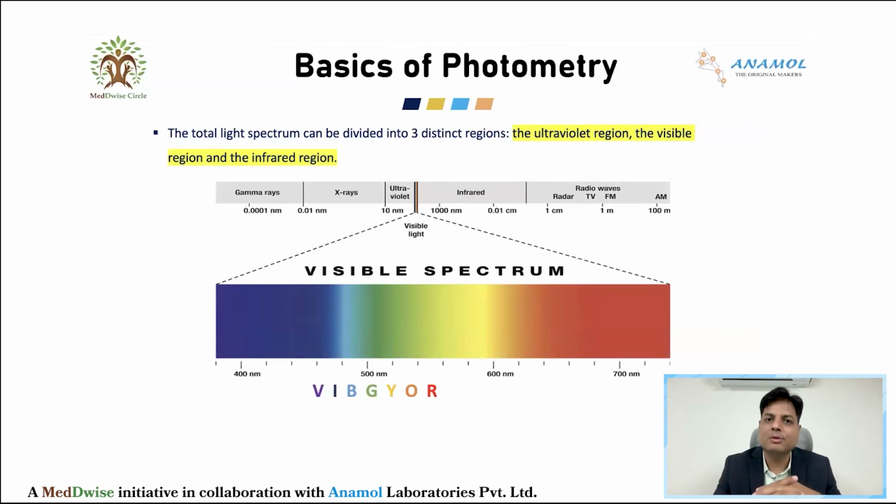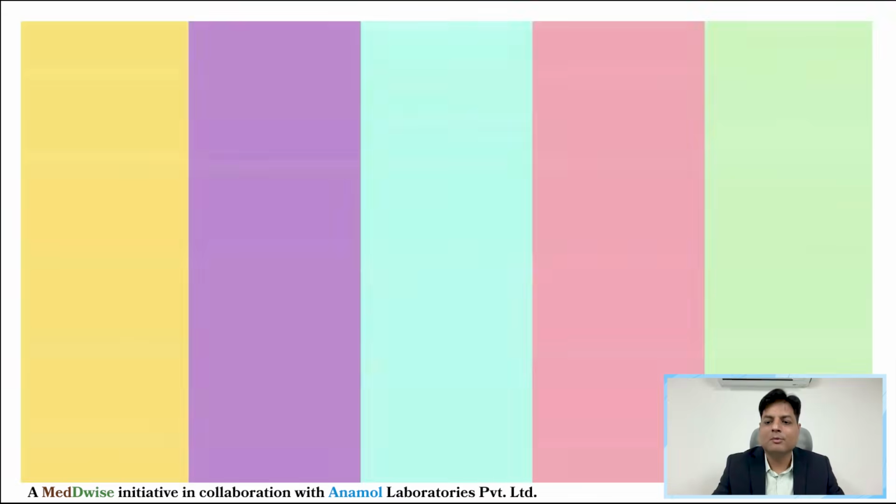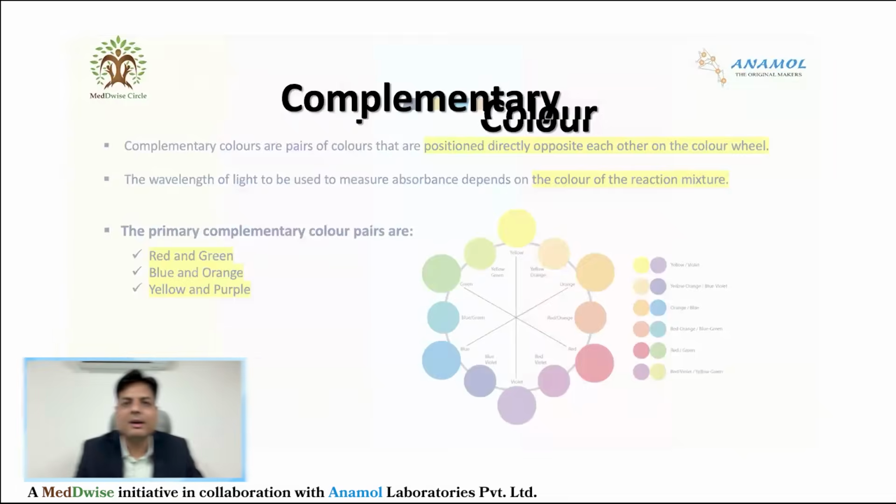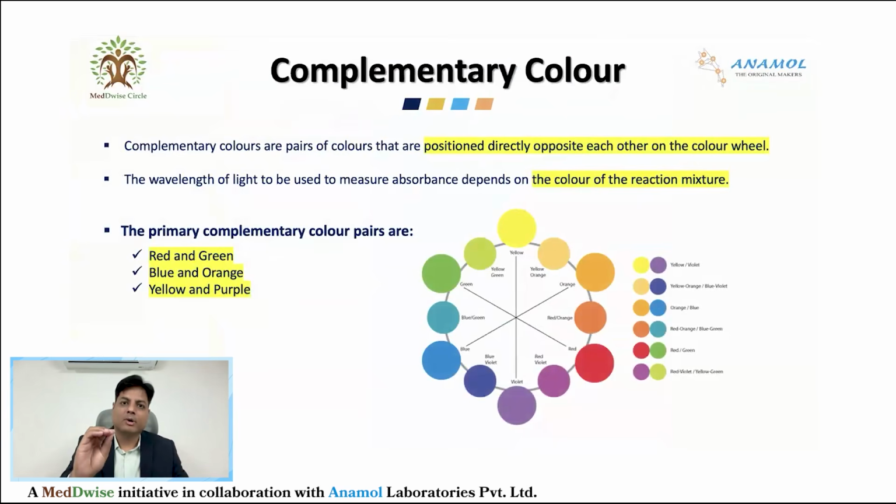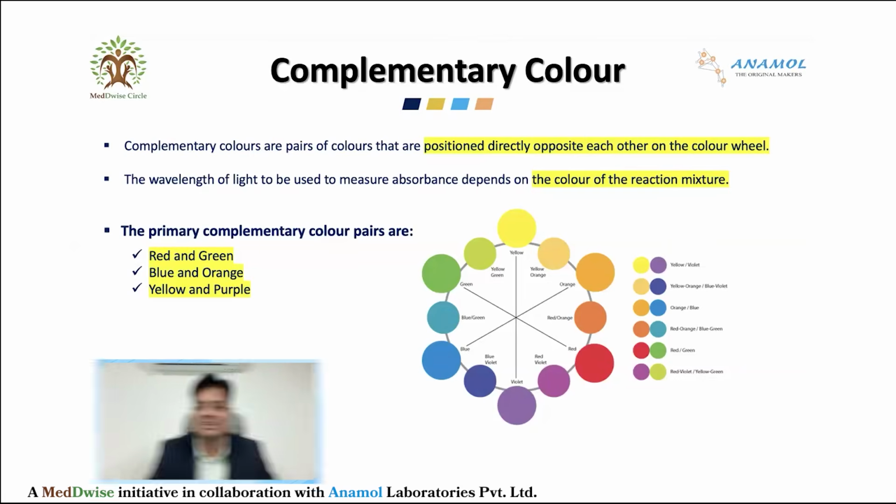Based on which we understood what is the ultraviolet spectrum of light, what is the visible spectrum of light, and what is the infrared spectrum of light, and how the visible spectrum of light has 7 different colors. We also understood the meaning of complementary color, where the color of the reaction mixture will determine which wavelength of light we have to pass through the solution so that we measure its absorbance.